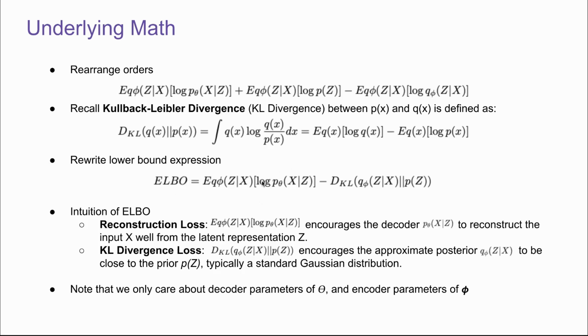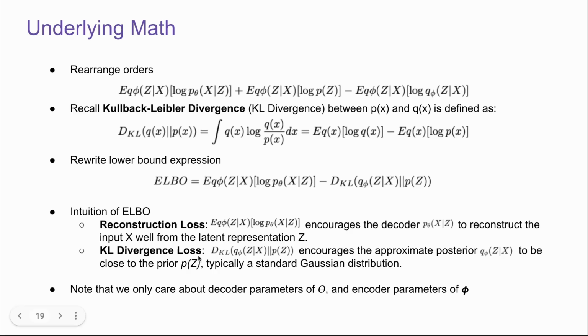The first part is unchanged, but the second part is basically the KL divergence of the prior and the posterior. So then we have the intuition of the ELBO. The first part is reconstruction loss. It basically encourages the decoder p theta of x given z to reconstruct input x well from the latent representation z. We want the decoder to reconstruct the input x as close as possible.